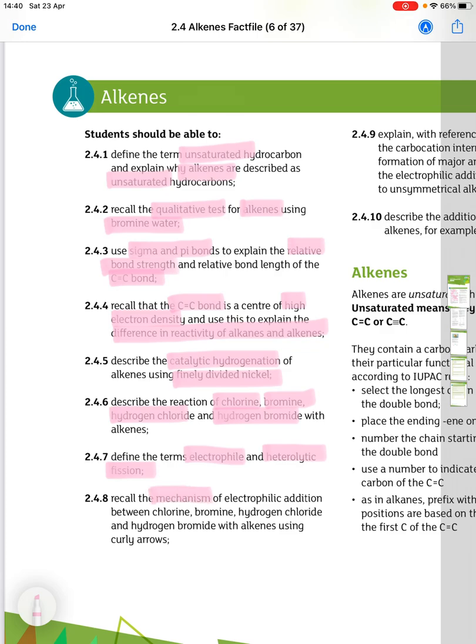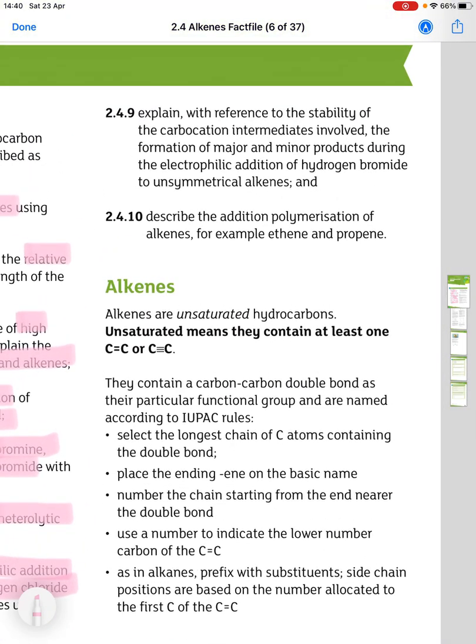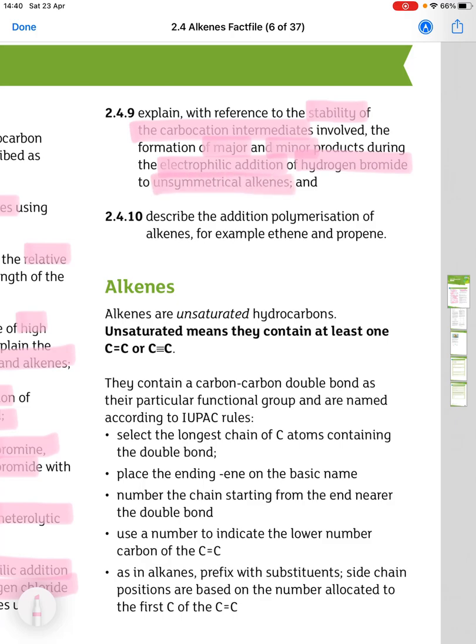Recall the mechanism of electrophilic addition between chlorine, bromine, hydrogen chloride and hydrogen bromide with alkenes using curly arrows. Explain, with reference to the stability of the carbocation intermediates involved, the formation of major and minor products during the electrophilic addition of hydrogen bromide to unsymmetrical alkenes, and finally describe the addition polymerization of alkenes, for example, ethene and propene.